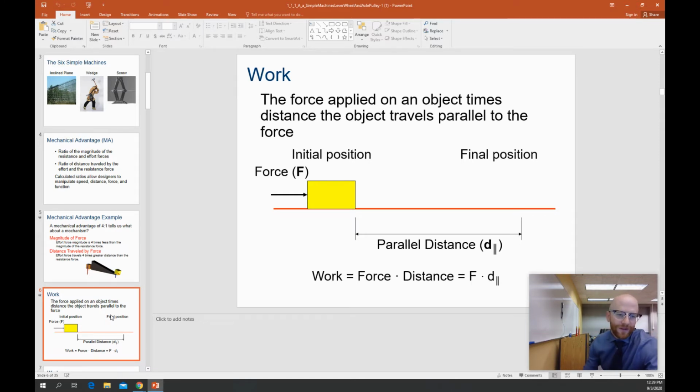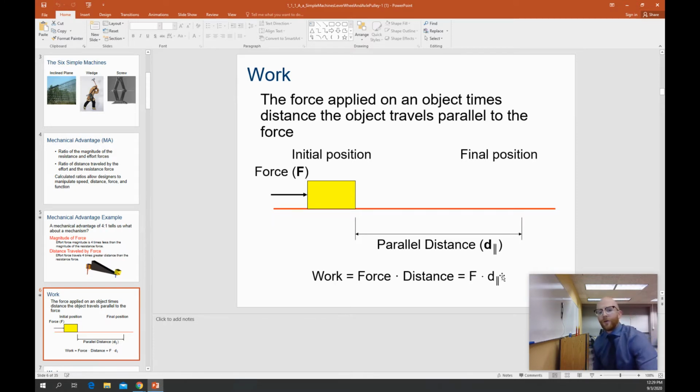Okay, this slide talks about work. So work is what? Work is the force applied on an object times the distance the object travels parallel to the force. So work in the sense that they're talking about here, the formula for it is force times the distance parallel. That's important, that those little signs say parallel. Force times the distance perpendicular is something else, which we'll get into. But force times the parallel distance is work.